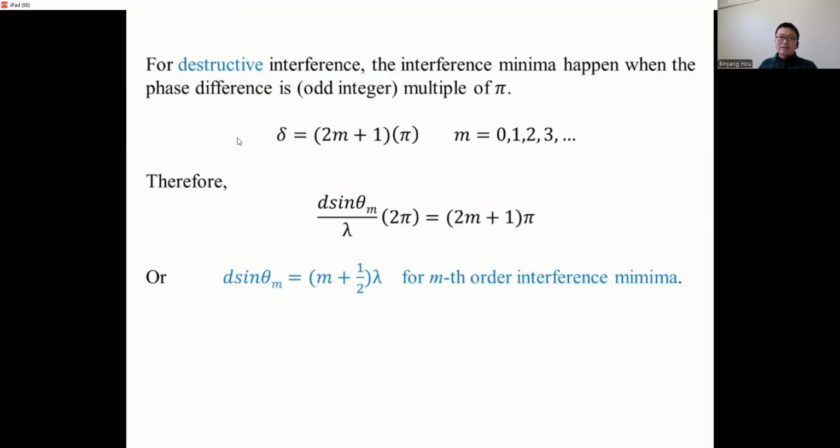And if we look at destructive interference, then the phase difference will be equal to odd number multiples of pi, so (2m plus 1) times pi. So d sine theta over lambda times 2 pi is (2m plus 1) times pi. So pi and pi cancel, and the 2 will be moved onto the other side, so that becomes (m plus 1/2) times lambda. So that's for the m-th order interference minimum.